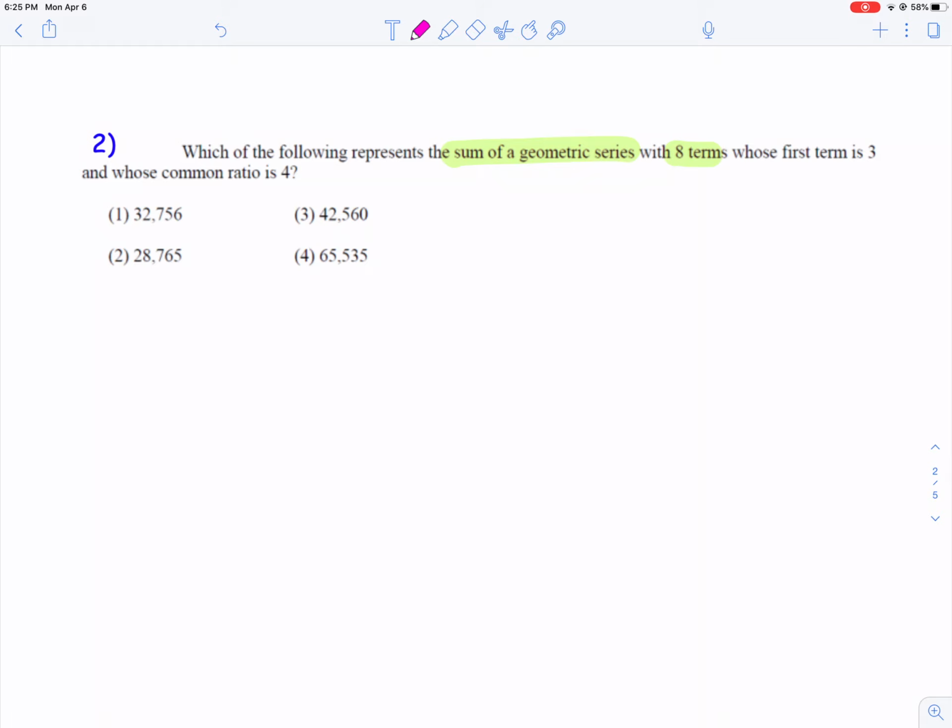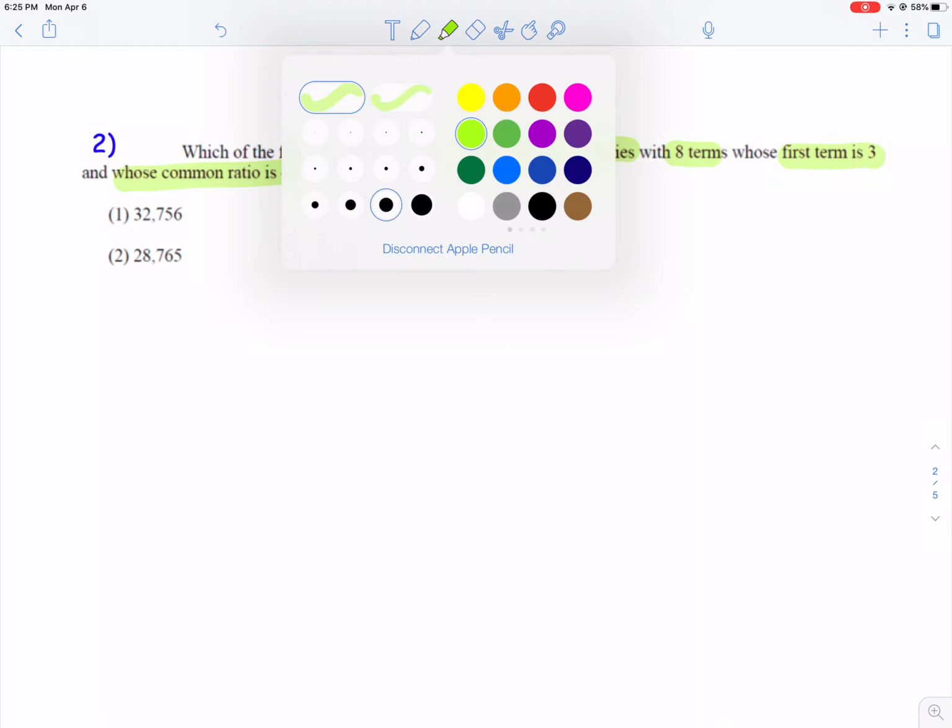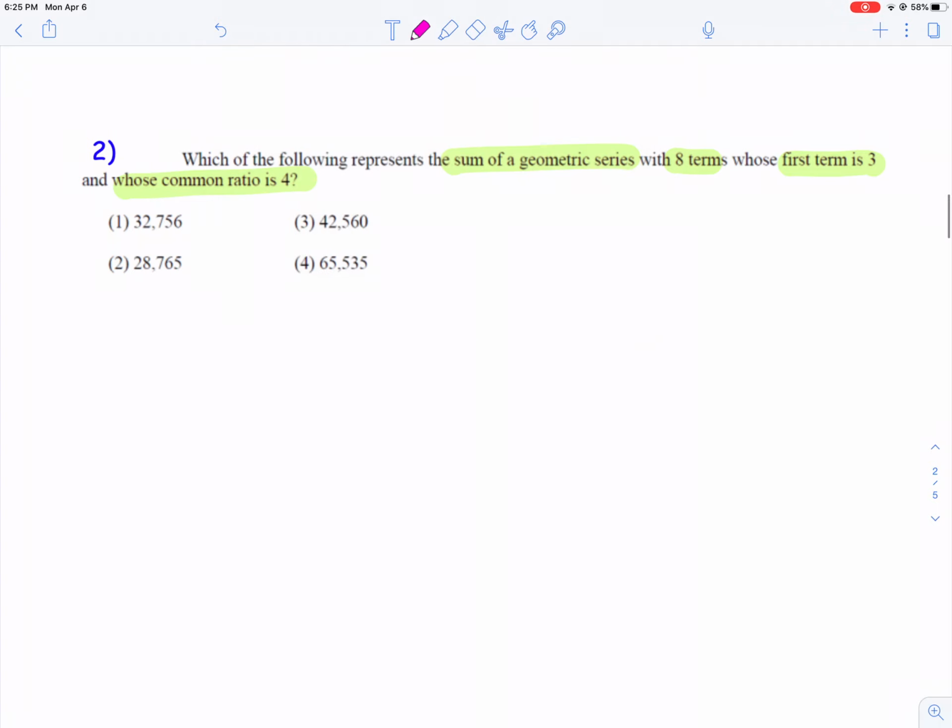With 8 terms, they tell you the first term is 3 and the common ratio is 4. So let's just write our important information. We know that our first term, a sub 1, is 3. Our common ratio is 4. And we need the sum of 8 terms.